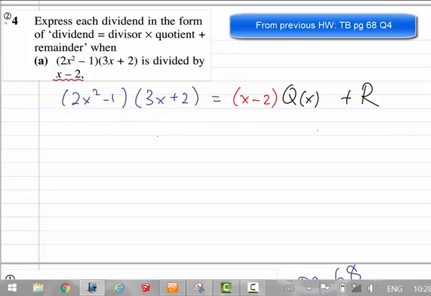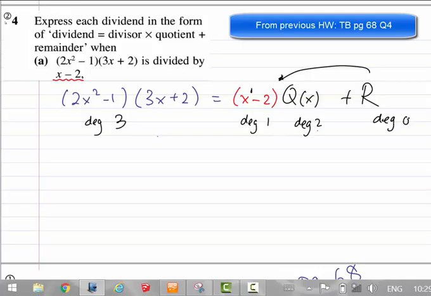from the previous topic, we learned that the degree of this expression, which is the highest power of x, is 3. Then the degree of the divisor is 1, which means the degree of the quotient is 2, because 2 plus 1 makes 3. So do you know what is the degree of the remainder? The degree of the remainder is 1 less than the degree of the divisor, which is 0.